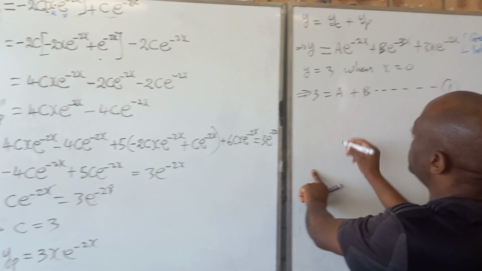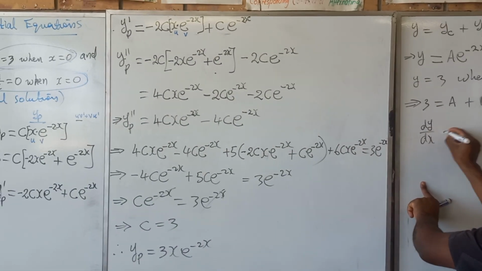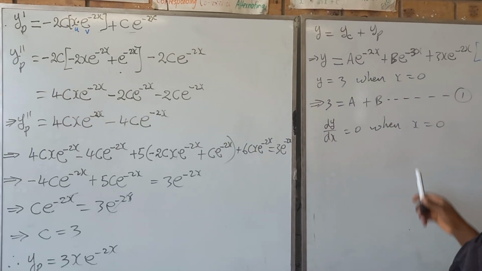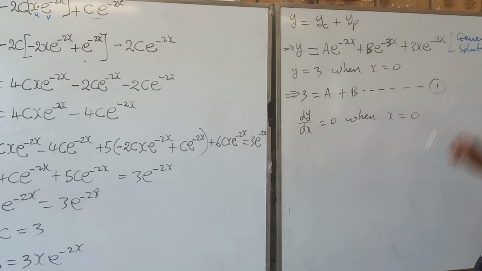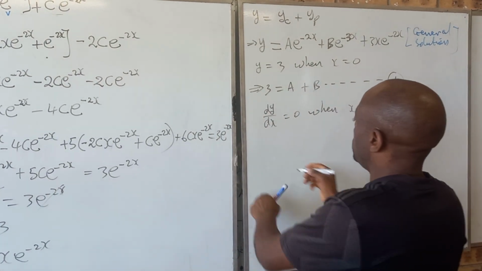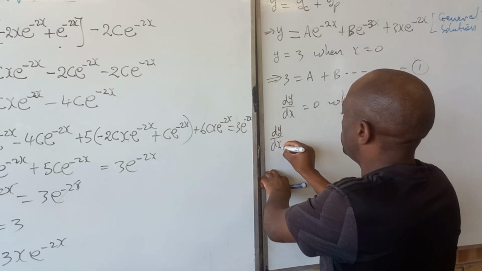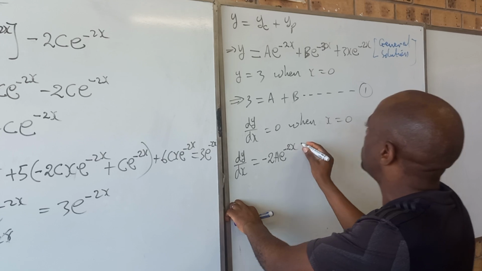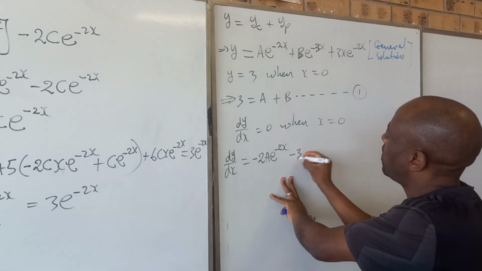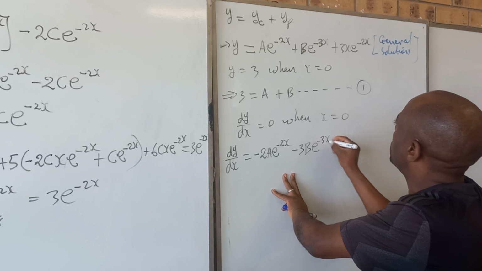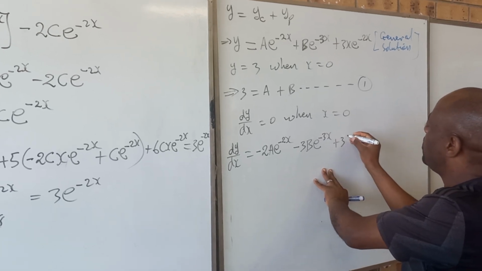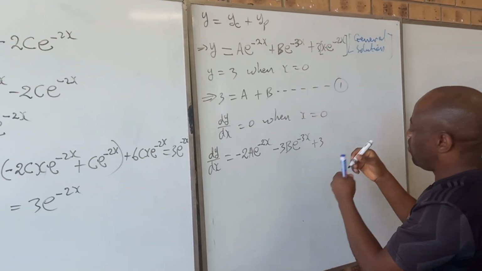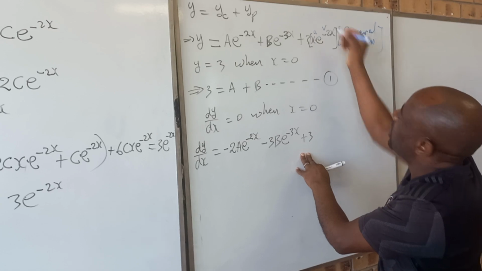Then I check the second condition, which says dy by dx is equal to 0 when x is 0. So dy by dx we always get from differentiating the general solution. So if you differentiate the general solution, you get dy dx is equal to, differentiate this first term, you will get negative 2a e to the power negative 2x. The second term, you get negative 3b e to the power negative 3x. Then the last term, please do not forget again, this item is a product.